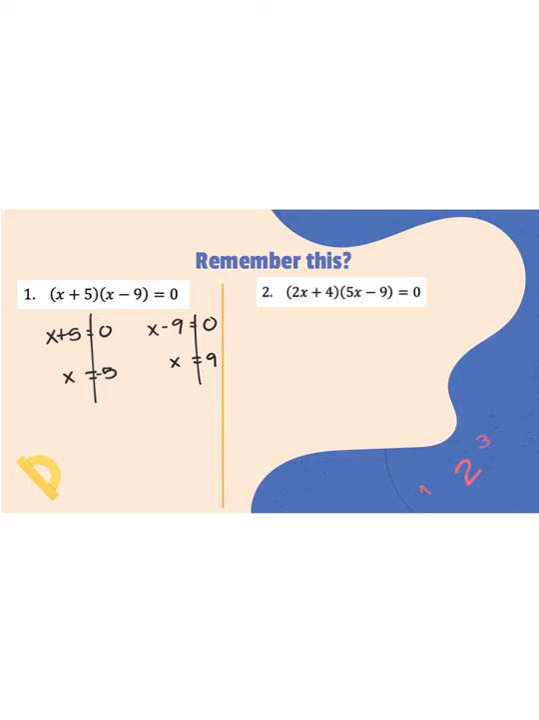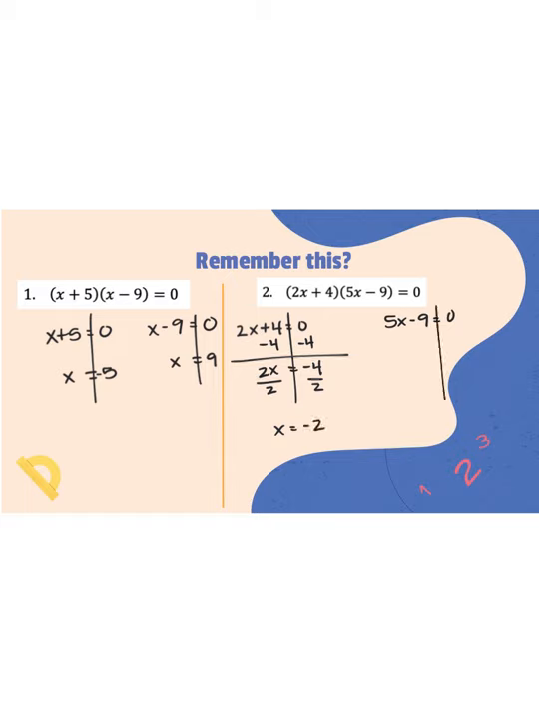Okay, number 2 is going to get a little bit more difficult because x is not a 1. So now I'm going to say 2x plus 4 equals 0, and 5x minus 9 equals 0. I want to get 2x all by itself first, so I'm going to say minus 4 on both sides. So 2x is left on the left, and a negative 4 is on the right. And 2 times x, I'm going to divide by 2. So now x equals negative 2.